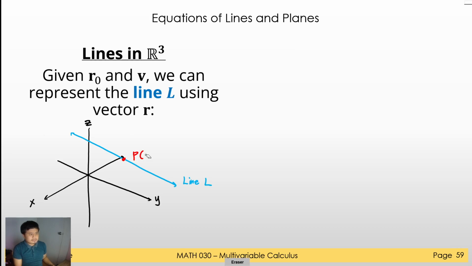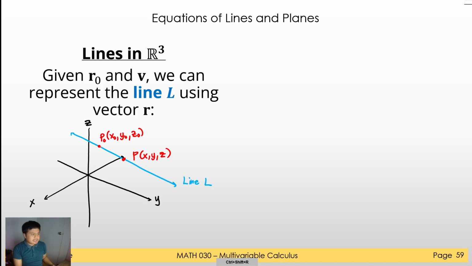which is P of x, y, and z, and then we can pick another arbitrary point here which is, let's say, P sub 0, which has a coordinate of x sub 0, y sub 0, and z sub 0. So with these two points, you can actually derive the equation of this line. And how do we do that?